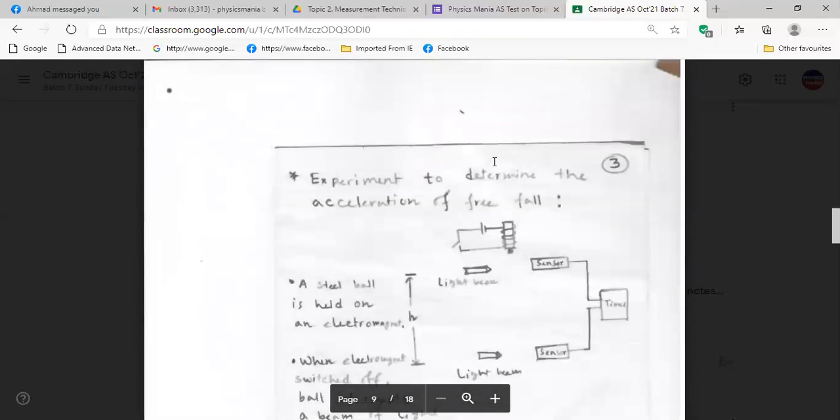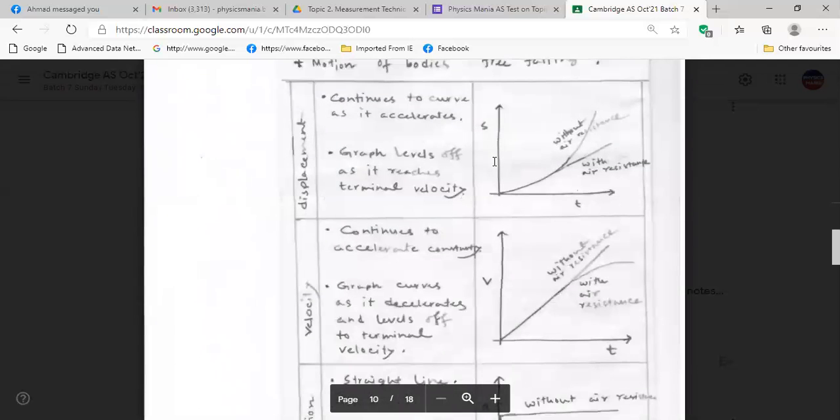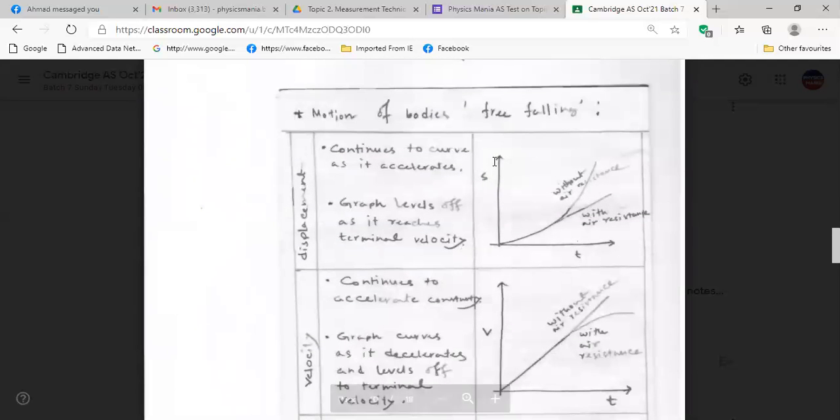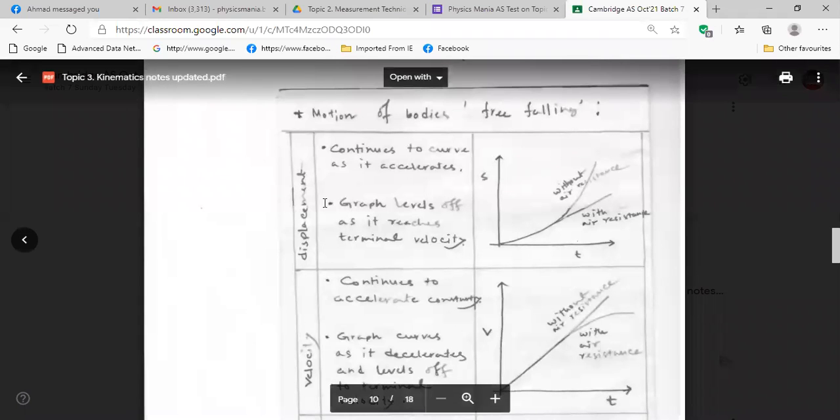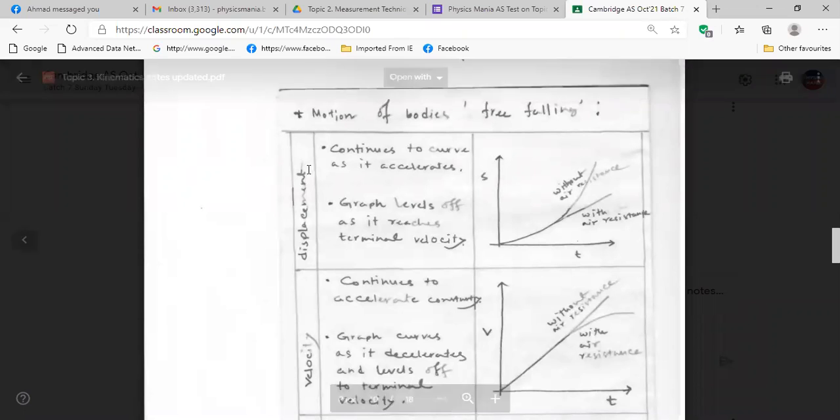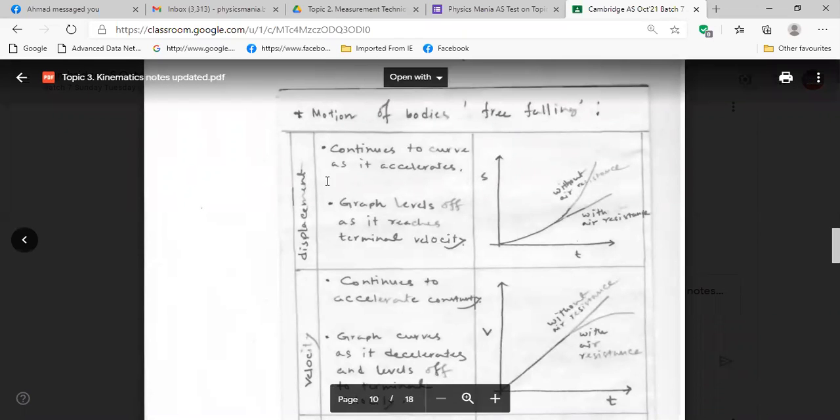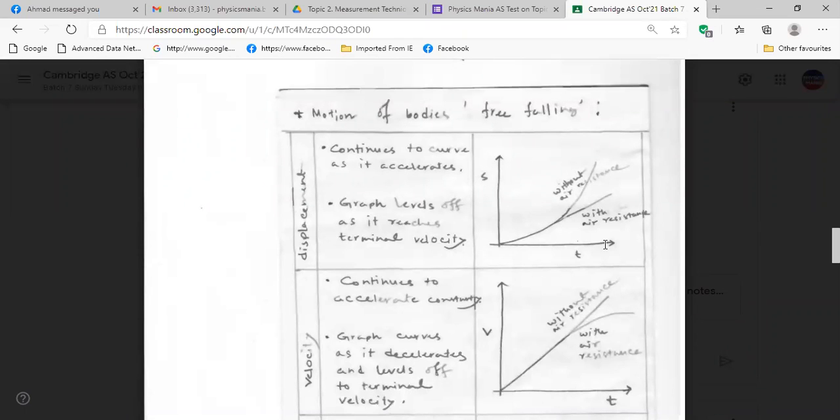If you understand, then physics is very interesting. If you don't understand, if you don't go deep, then it will be very boring for you. So try to understand every step. You understand that, you will enjoy it. Look here, displacement. We are now getting the displacement-time graph.